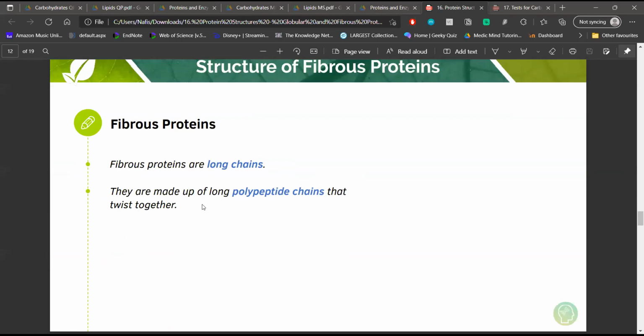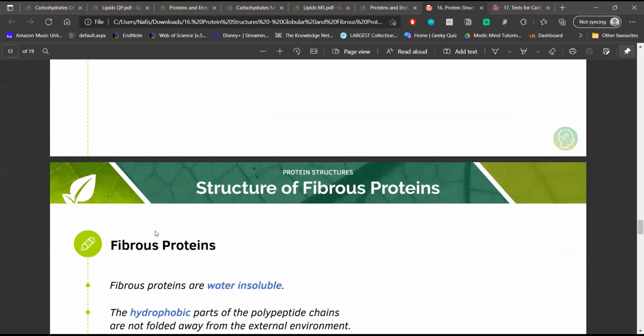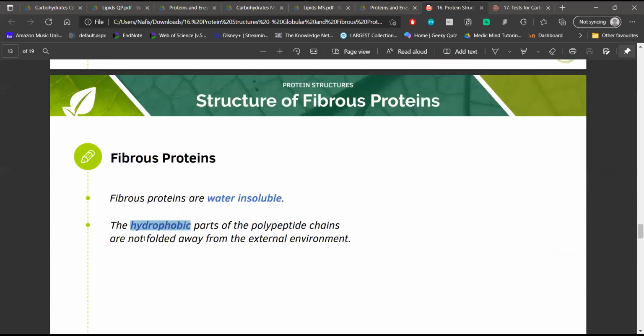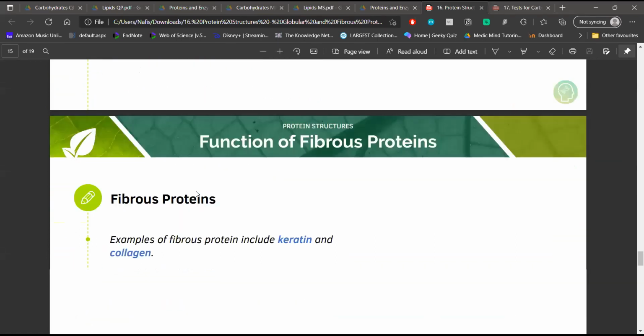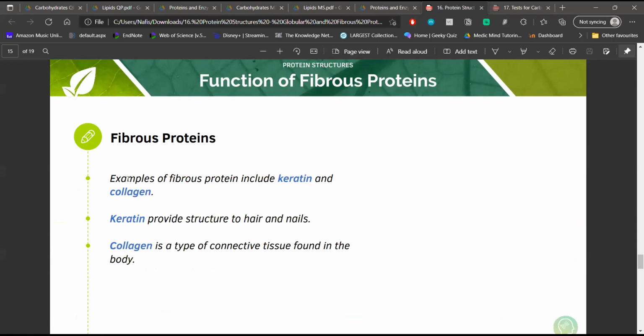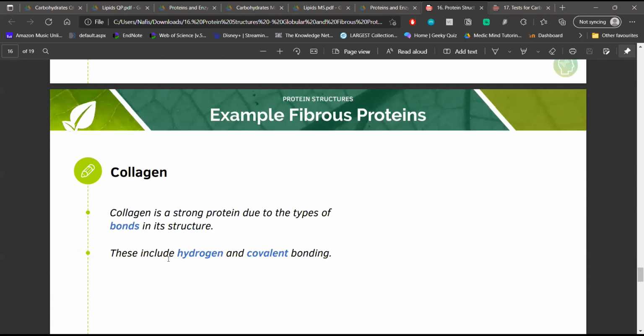So remember, fibrous proteins are long polypeptide chains that twist around each other. They are water insoluble. The hydrophobic parts are folded away from the external environment. They do not function well in metabolic roles. They are structural proteins because they are stable and insoluble. So examples, keratin and collagen. Keratin, hair and nails. Collagen is a type of connective tissue. Remember, fibrous proteins usually have high tensile strength because they're quite strong because of the strong coiling of their chains.